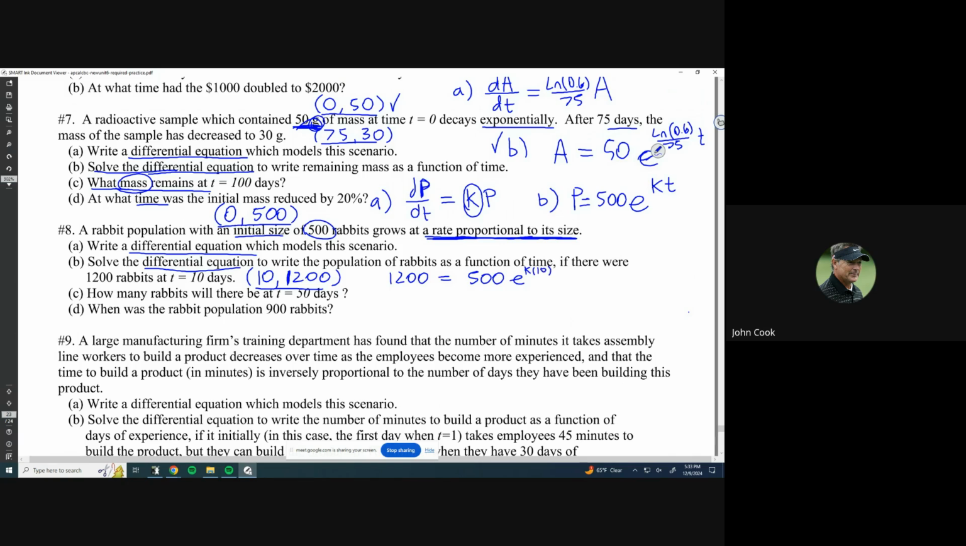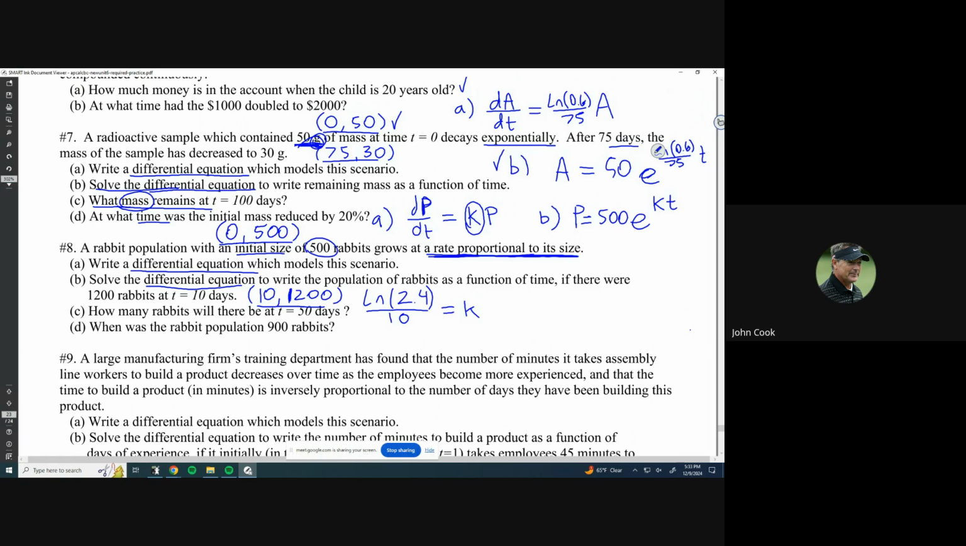So let's see. Divide by 500 on both sides again. So 500 over 500 is 1. 1,200 over 500 turns into 2.4. There we go. That's better. And then take the natural log of both sides. Divide by 10. Okay, so there's our k value. And that kind of wraps up the rest of this.